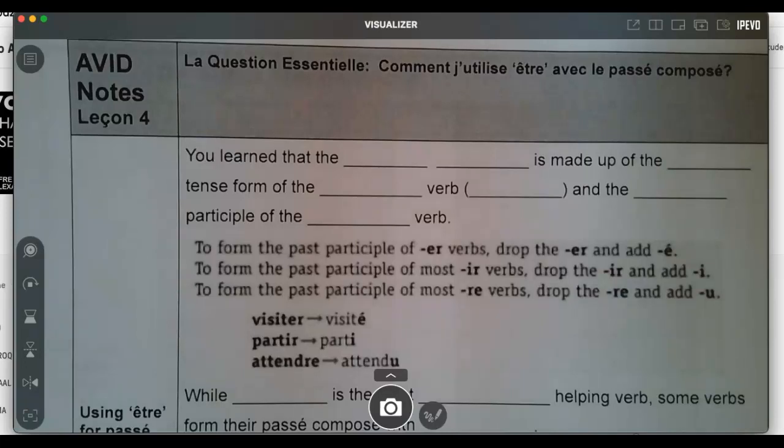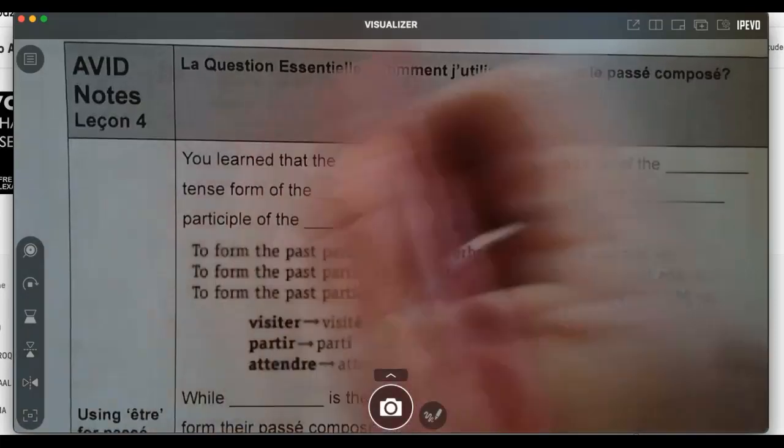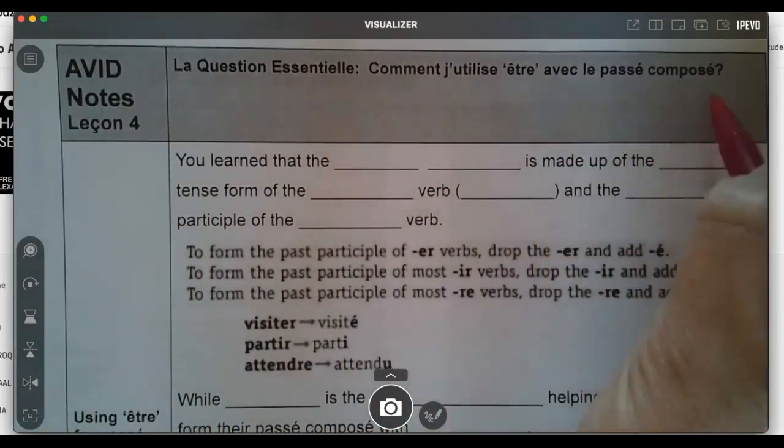On va commencer avec le passé composé avec être. So this is a review of être with passé composé. Alright, so comment j'utilise être avec le passé composé?